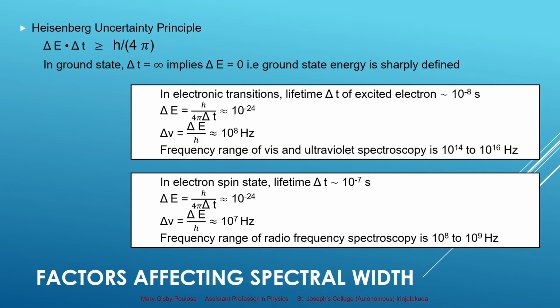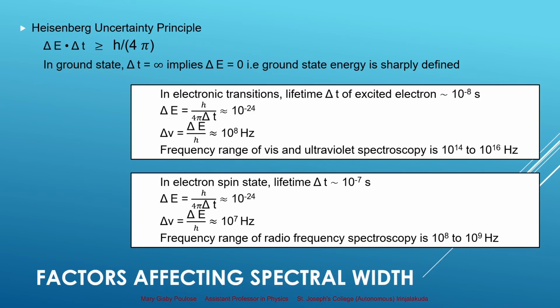So even if there is a change in frequency, a spectral shift or a spectral broadening, it does not affect the spectrum in the visible or ultraviolet range. But in the case of electron spin resonance, we understand that the electron spin state has a lifetime of 10 raised to minus 7 seconds. So calculating the energy change delta E, here we get the value approximately equal to 10 raised to minus 24 as earlier. And the frequency change here will be approximately 10 raised to 7 hertz.